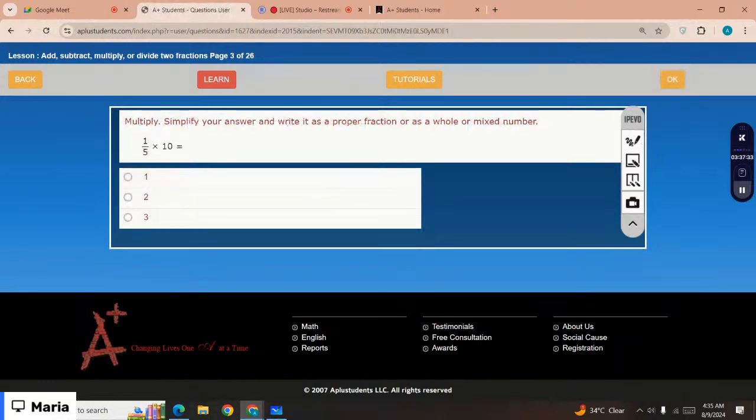Okay, and by 5 times 10. So which is the correct option? Yes, that is 2. You simply have to multiply and divide. The correct option is 2.